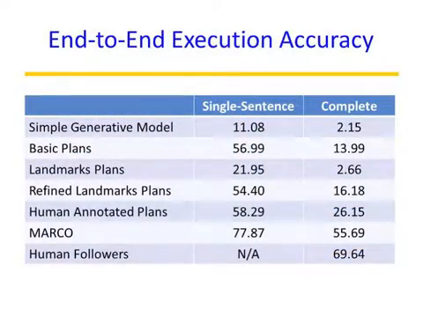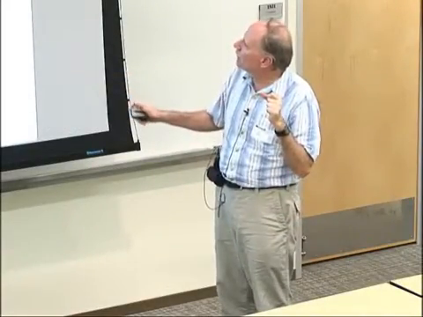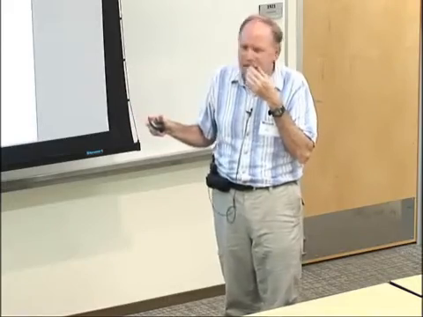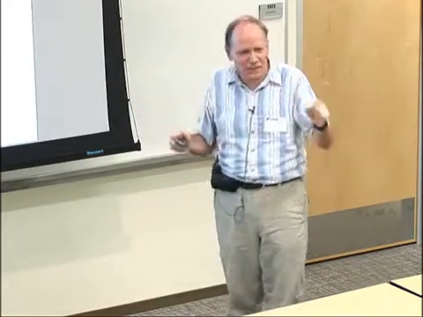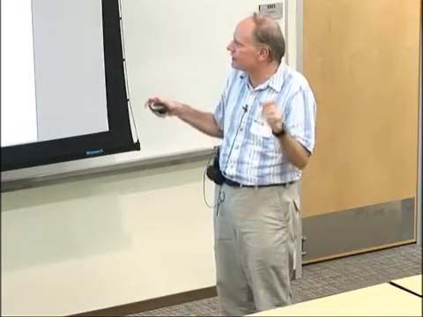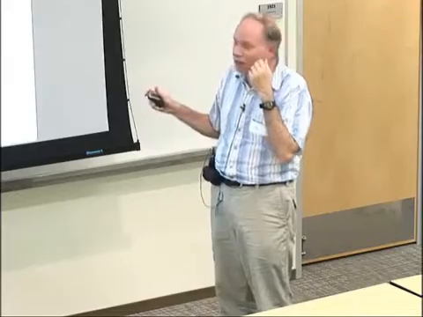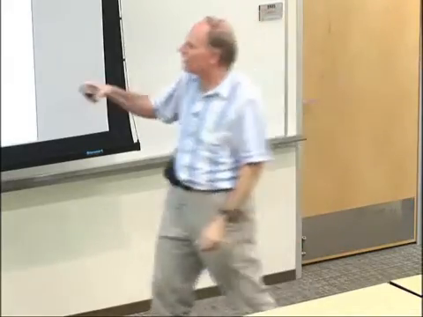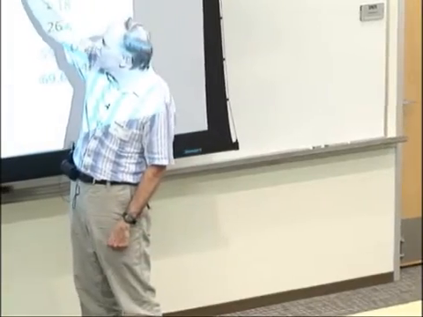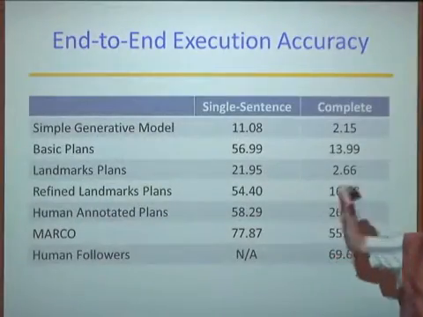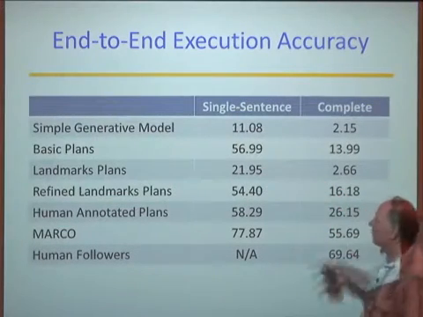First is, how accurately can it follow a single sentence? The simple generative model, the lower baseline, does the right thing about 11% of the time. If we train a system on the basic plans that just have the primitive actions, at the single sentence level, it actually doesn't do that badly. It gets about 56%. If we train it on the landmark plan, it has too much. This is something I call Goldilocks. This is being trained on too little of a representation for the meaning, and this is being trained on too much of a representation for the meaning. This one actually does pretty well, and this does quite a bit worse.